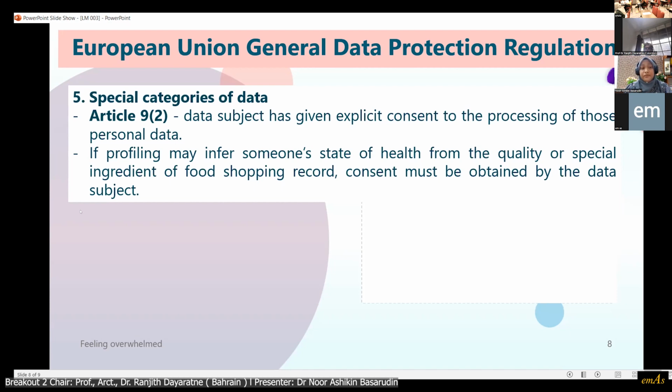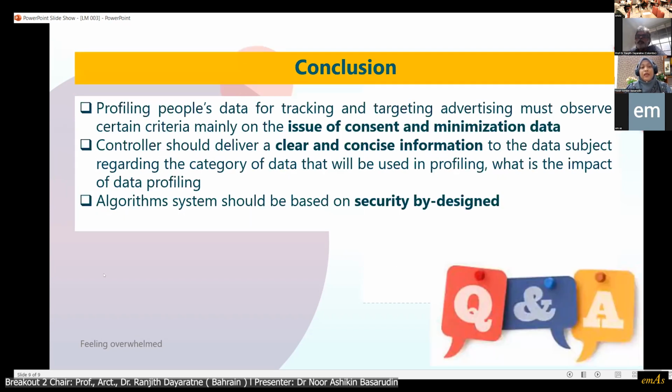So in that situation, in order for them to get your information, the consent should be informed. You have to inform the customer for their data to be collected, for them to consent to it. The last part will be the conclusion. Profiling people's data for tracking and targeting advertising must observe certain criteria, mainly on the issue of consent and minimization of data.